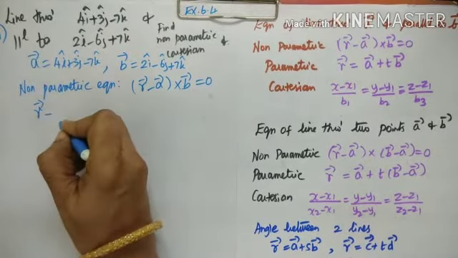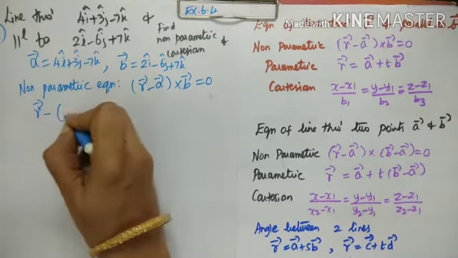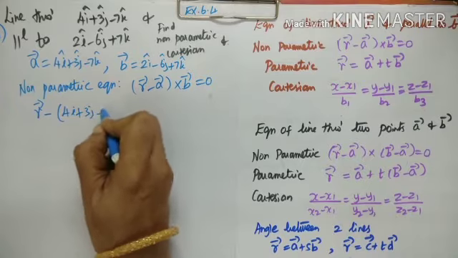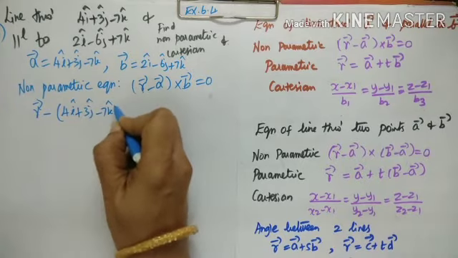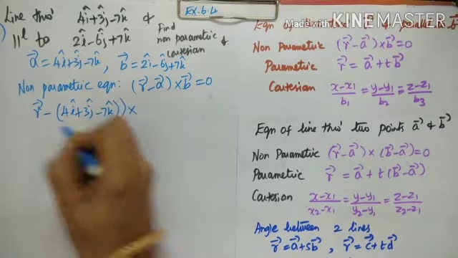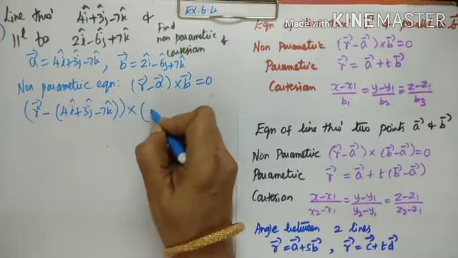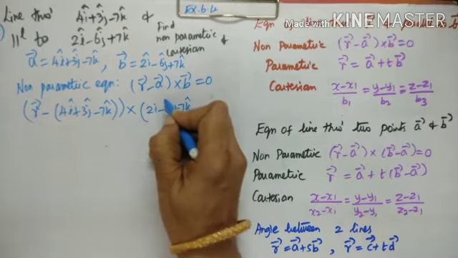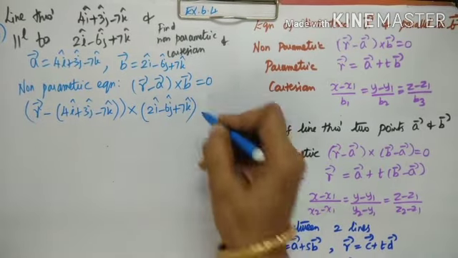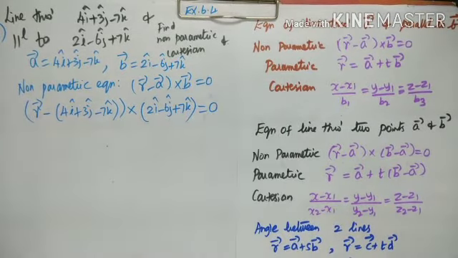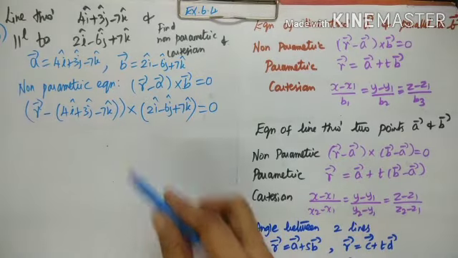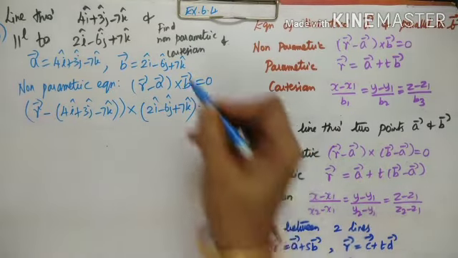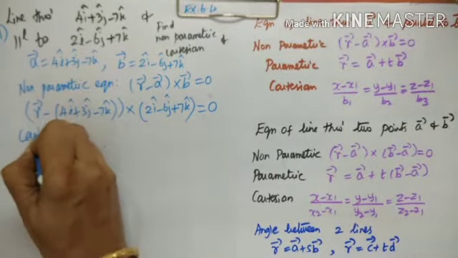R we write as it is. What is a vector given in the question? 4i plus 3j minus 7k cross b vector. What is b vector? 2i minus 6j plus 7k, and that is the answer, equals to 0. So non-parametric is over. Next I need to find out what is the Cartesian equation.